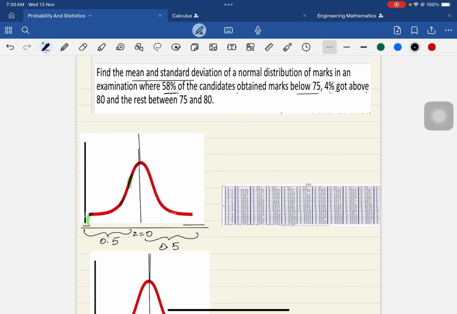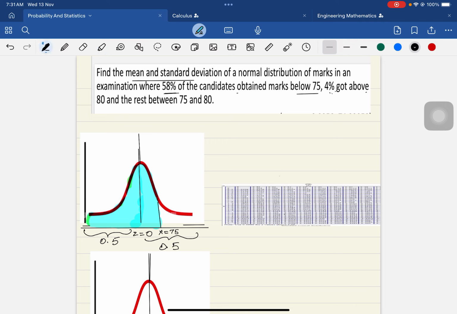So now our job is to find out that for the marks below 75, there is 58%. So let us have the line below 75. That means let us have x equal to 75 in this range. X is equal to 75 is this. Now below 75, there is 58%, because already 50% is this, correct? So this 50% is already there. Below 75, there is 58% in total.